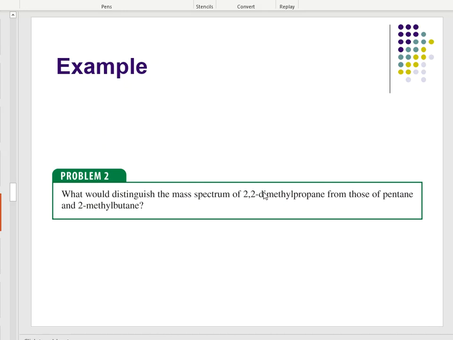So I'm going to draw this molecule for you, 2,2-dimethylpropane. Propane means 3 carbons, so 1, 2, and 3. And on carbon number 2, I have a methyl group, so that is a CH3. And on carbon number 2 again, I have another methyl group. That's why the di is there, to represent 2 of them. So here is the molecule that we're playing around with now.